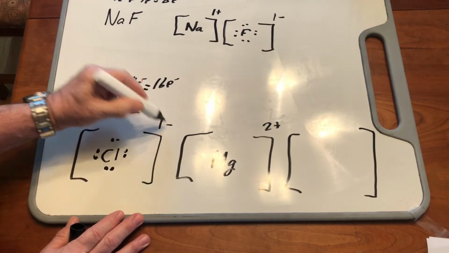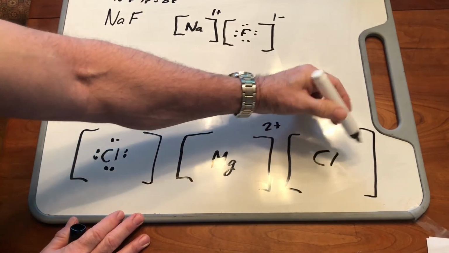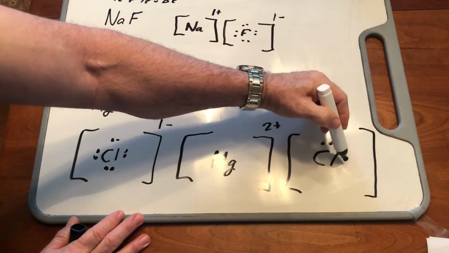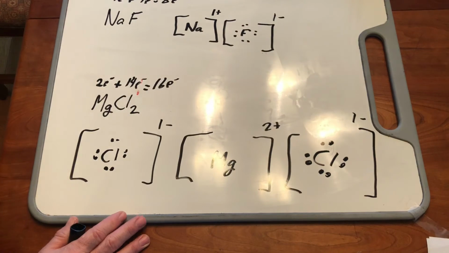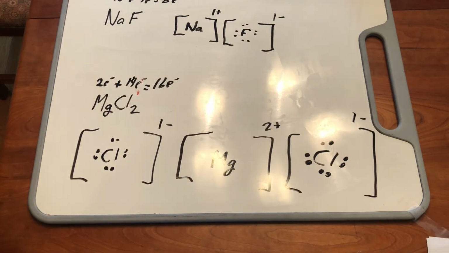So it has a 1 minus charge, and then another chlorine over here with a 1 minus charge. So that's all you got to do for ionic compounds. Now, we're going to move on and look at polyatomic ions, okay?